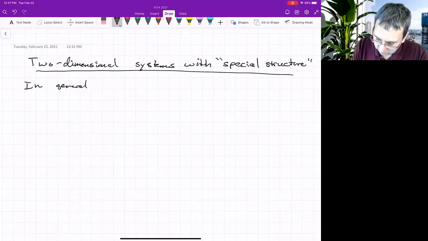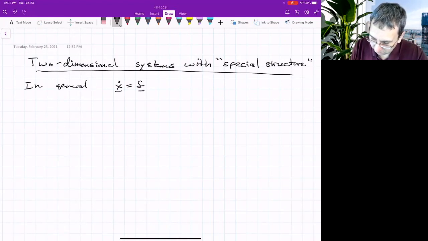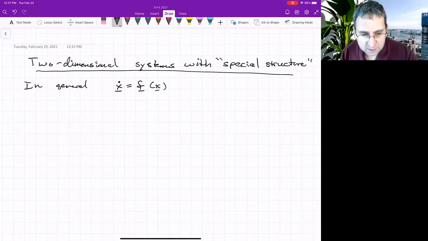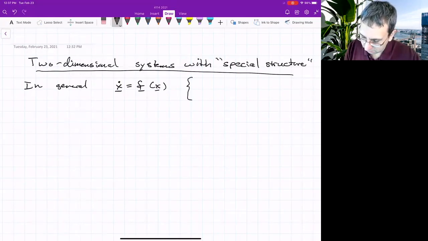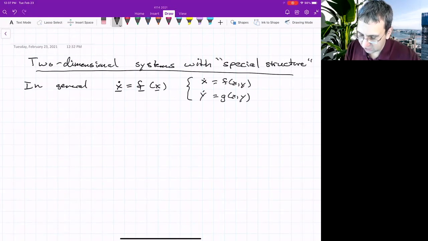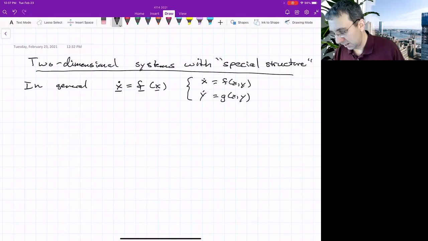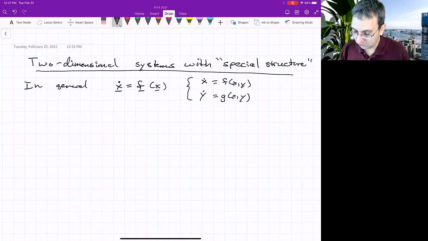In general, in 2D, we're thinking of systems that we could write in this vector form. This is x dot, so how x changes with time is a function f of x. If we write this in terms of its components, scalar x and scalar y, then on the right-hand side, f of x is just a function of x and y, possibly nonlinear, most likely nonlinear. And g on the right-hand side of the y dot equation is also a nonlinear function of x and y. So this vector x is x and y.